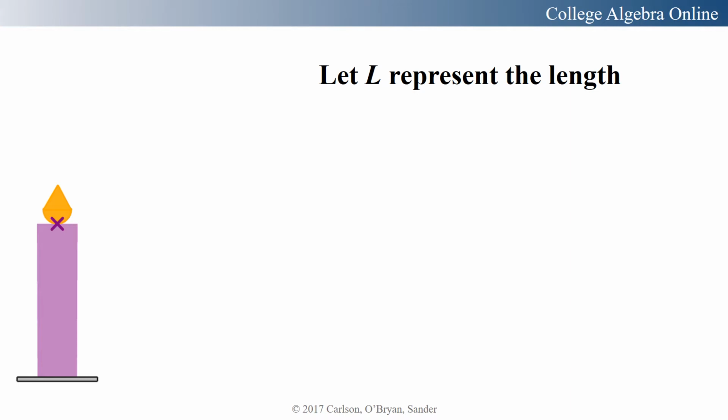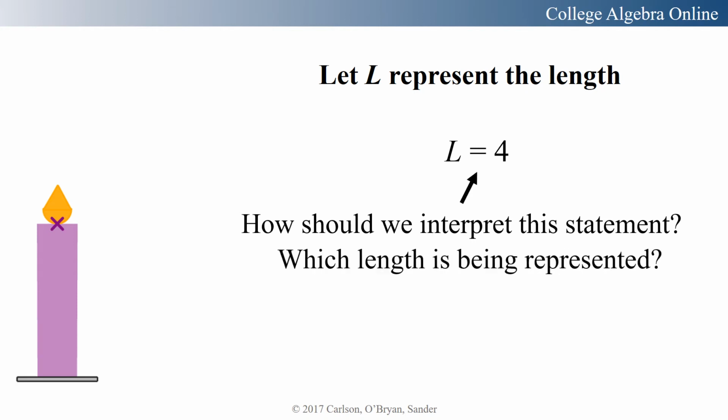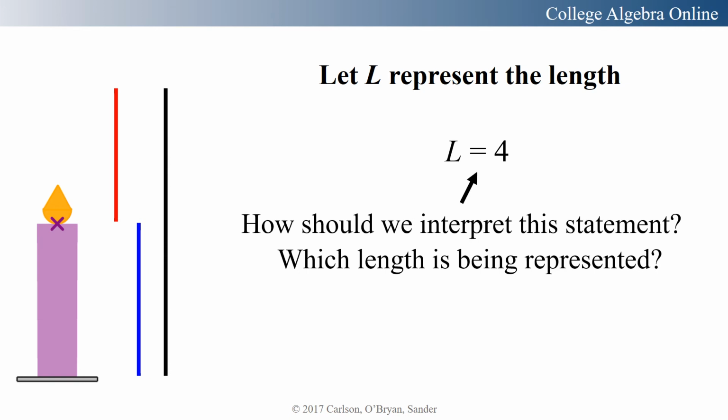For example, suppose someone writes, "Let L represent the length," in the candle burning situation. What is wrong with this definition? First, we cannot interpret the meaning of a statement like L equals 4 because we don't know the unit of measure. Is this person representing a length of 4 inches? A length of 4 centimeters? 4 millimeters? Who knows? Second, there are multiple lengths in this context, so this person needs to be clear about which length he or she is representing. Does L represent the length remaining, the length burned away, or the length before the candle was lit?